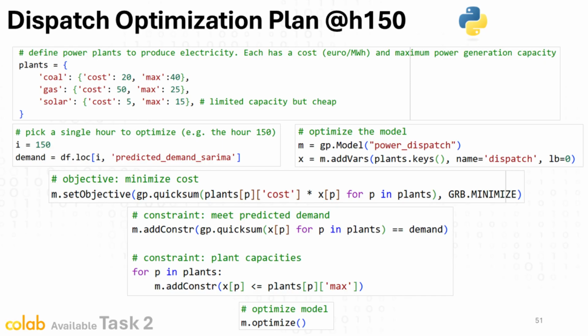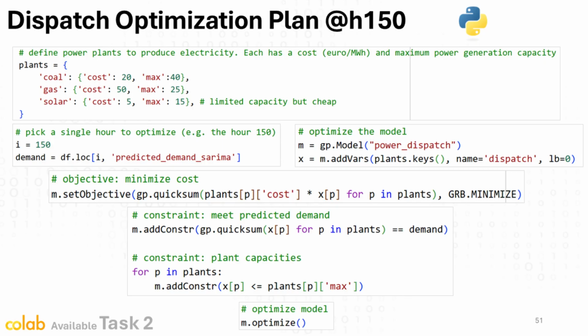Demand balance. We ensure the total output from all plants exactly matches our predicted demand from SARIMA for that hour. Plant capacities. We loop through each plant to ensure the optimizer never dispatches more power than the plant's maximum physical capacity. Finally, we trigger optimize.